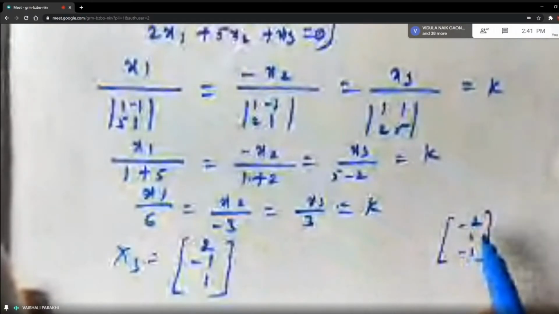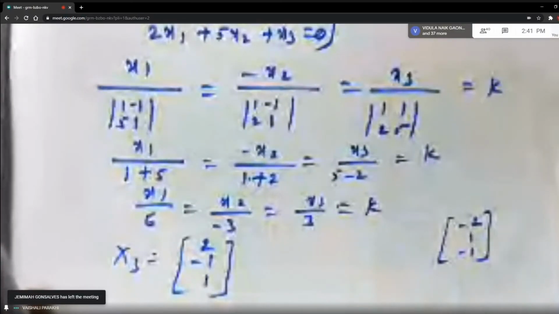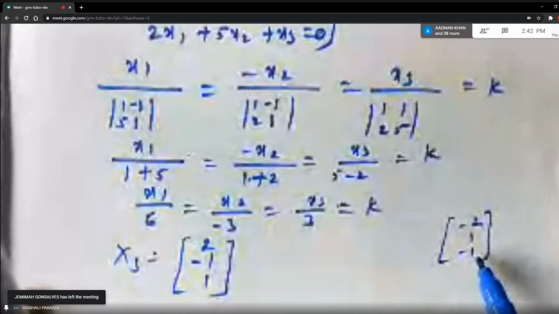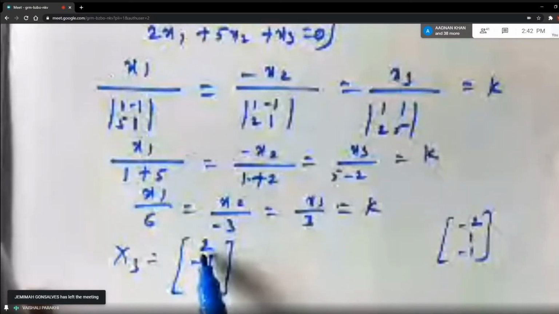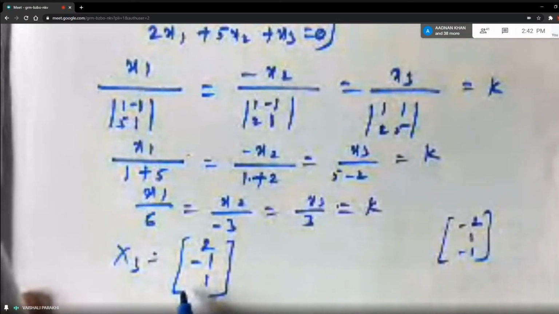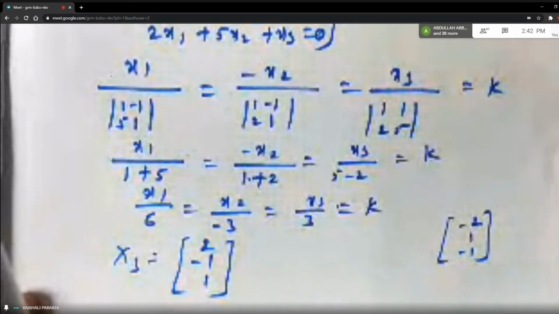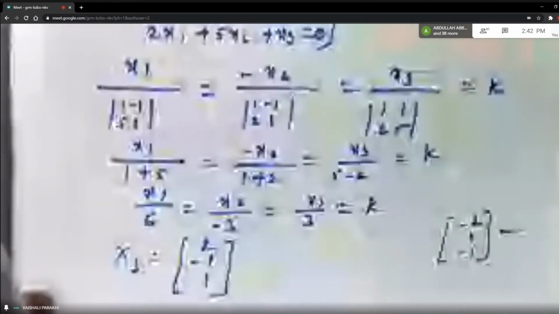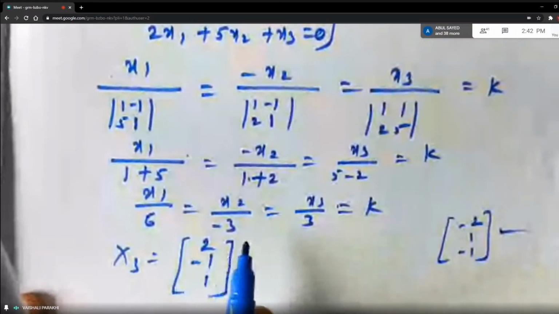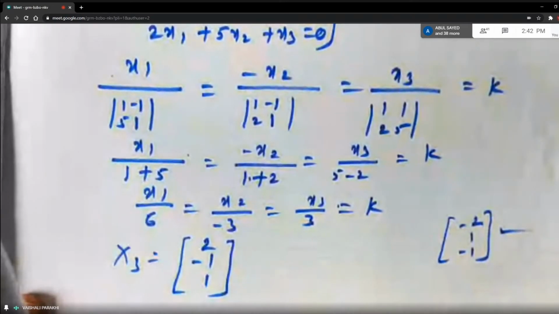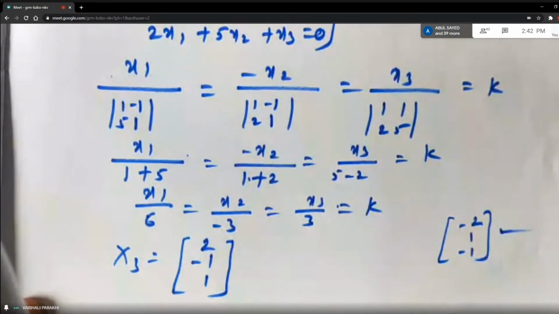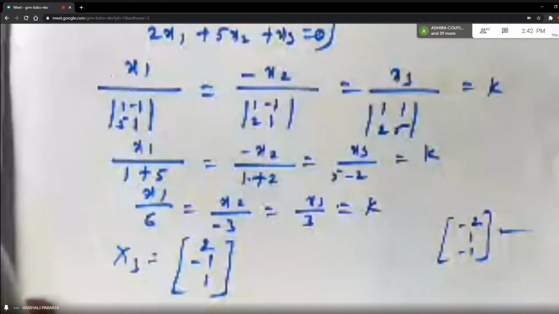Some students may get this also if your k is minus 1. So don't think that this is wrong. Whichever numbers are plus, you should get minus. Whichever numbers are minus, you should get plus. Followed? So this is also correct. So while solving problem, you take this or this. Finally, you will get the same answer. So all of you understood, students, how we got three vectors x1, x2 and x3. Okay.